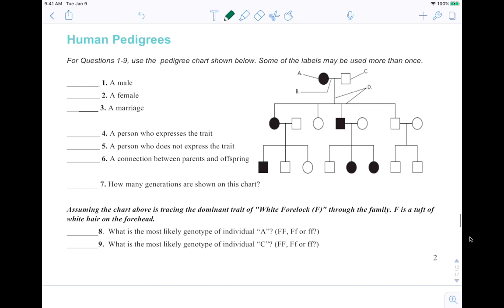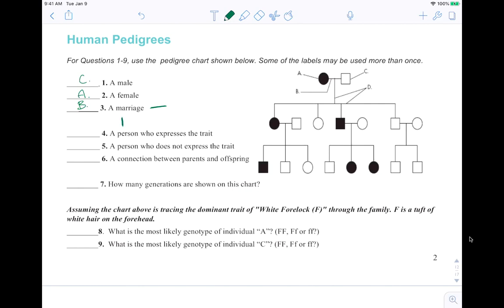So here's an example here. It just wants us to list any male. Okay, so a male is going to be a square, so let's put down C. A female is going to be a circle, so A. And a marriage is going to be B. A marriage is going to be a horizontal line, whereas offspring are going to be like a vertical line.